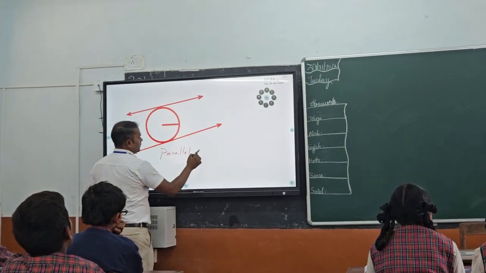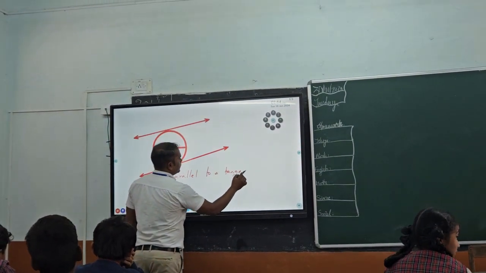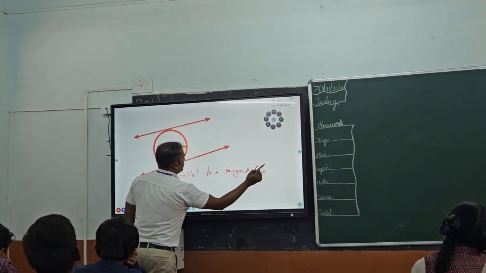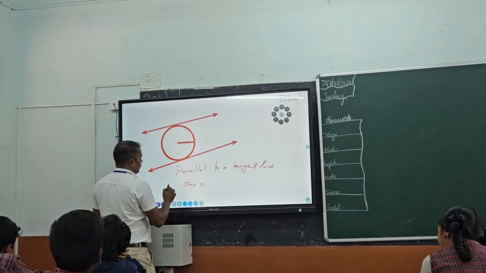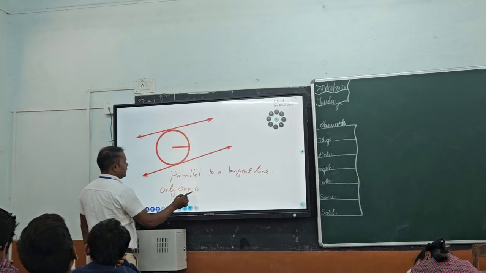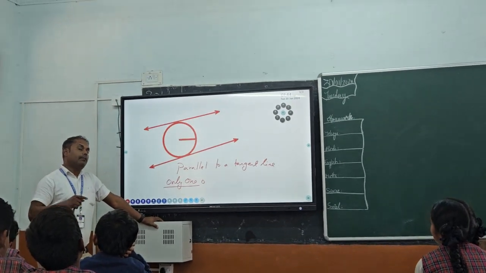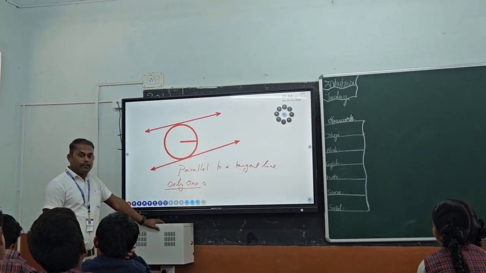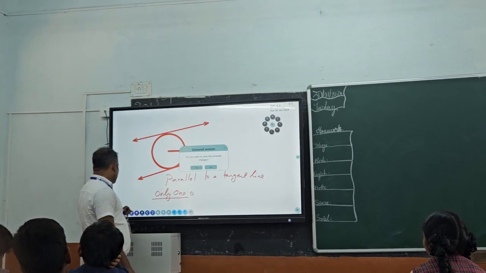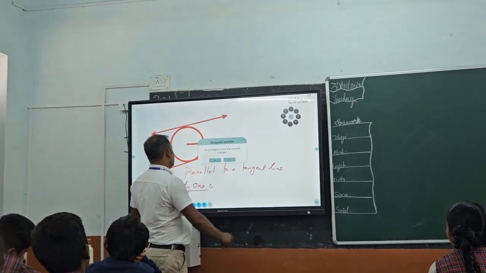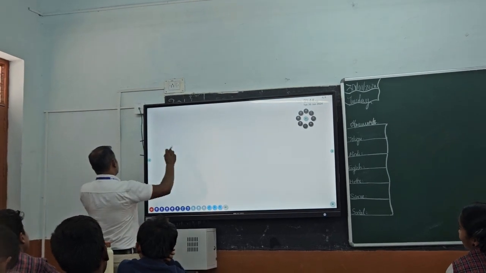Parallel to a tangent line, how many tangents can be drawn? One. Only one tangent can be drawn. Parallel to a tangent, only one tangent. But on a circle, how many tangents? Infinite. Okay, how many tangents? Infinite.